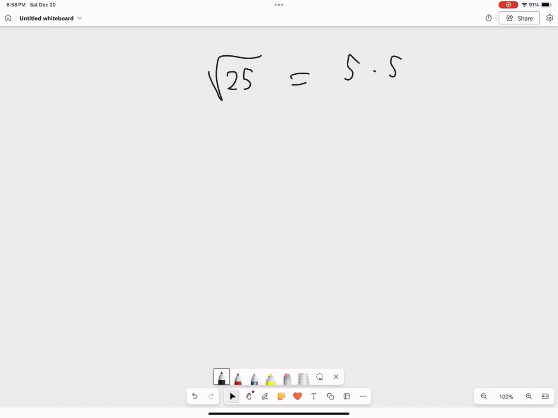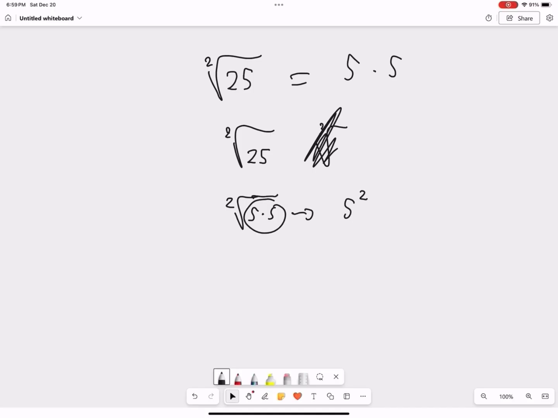When it comes to square roots, they're actually the opposite of exponents. So you have this invisible 2 right here. If it's a square root, it's a 2. If it's a cube root, it's a 3. If we break this down, we know it's 5 times 5, and we know an exponent is repeated multiplication. So this would be 5 squared, and we put it under a square root.